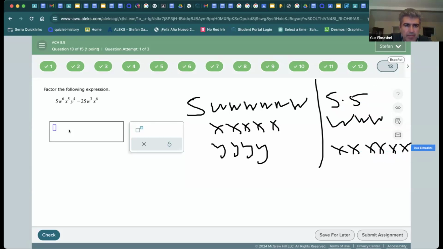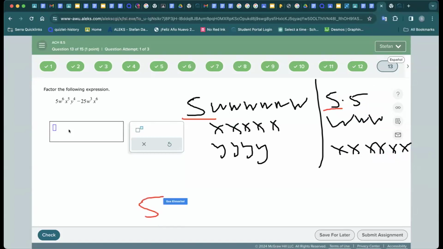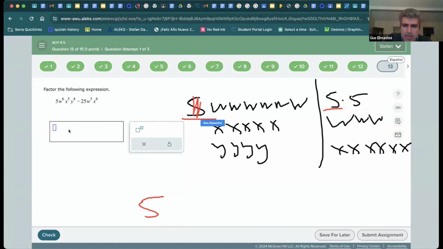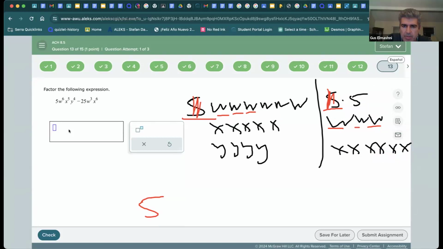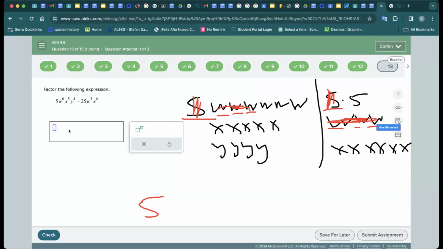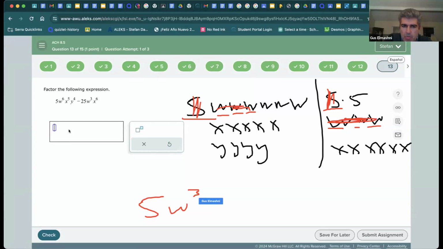Okay, now, so start with the fives. They have a 5 in common, right? So you take it out and cross these off. Okay, W's. How many W's do you have in common? No, on each side. Oh, 3. Right, so take those out. So you put W cubed. X's, how many X's do they have in common? Oh, 5. Right, so take them out.